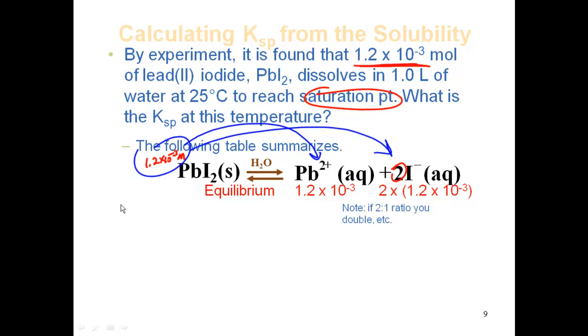In this particular case, we're given molar solubility, and I was trying to get to the ion concentrations. I needed to do that relationship. If instead I'm given the amount of the ions, I'm not going to account for that. Which I'm going to show you in another example later on in this chapter.